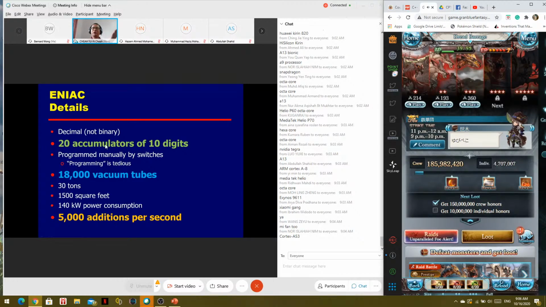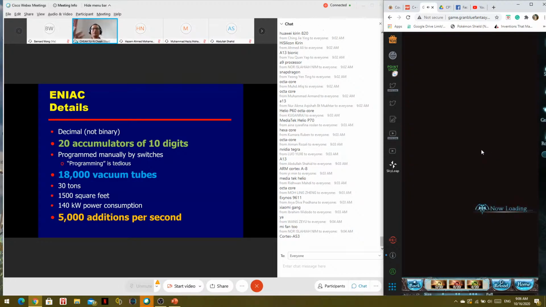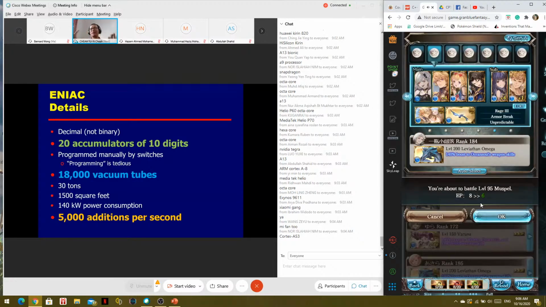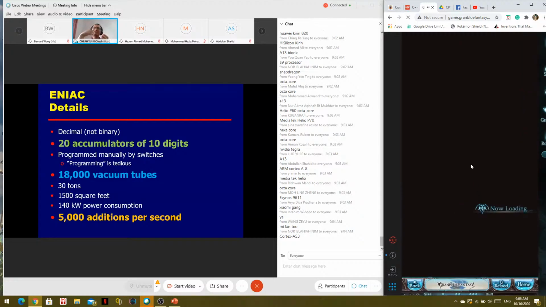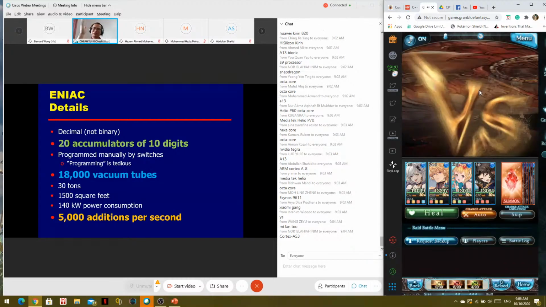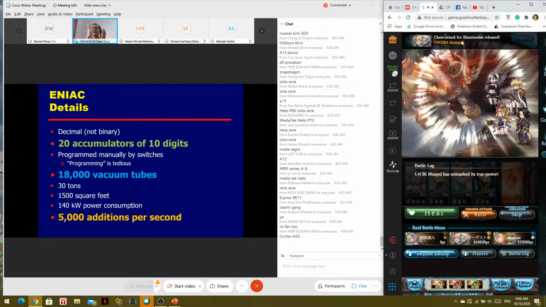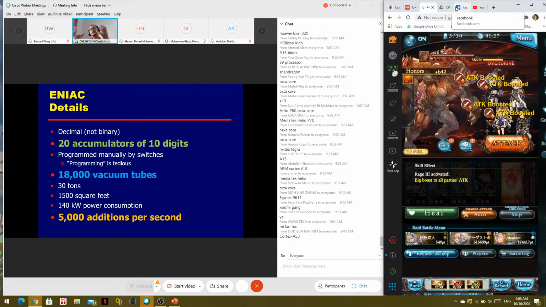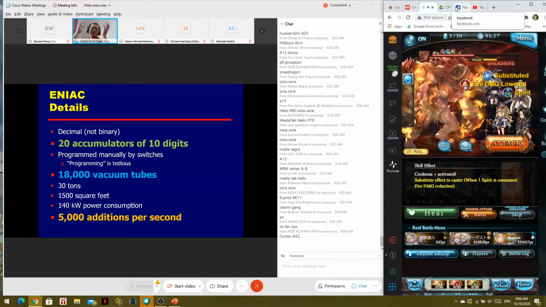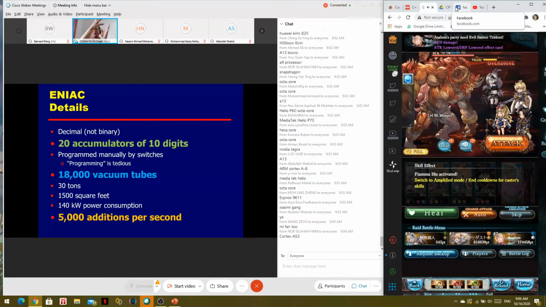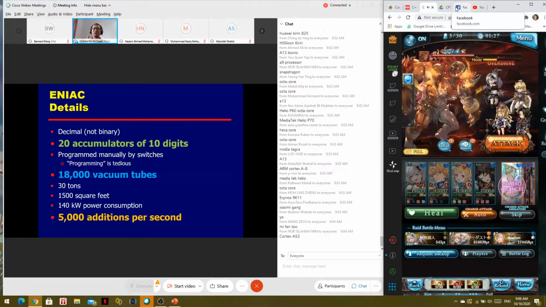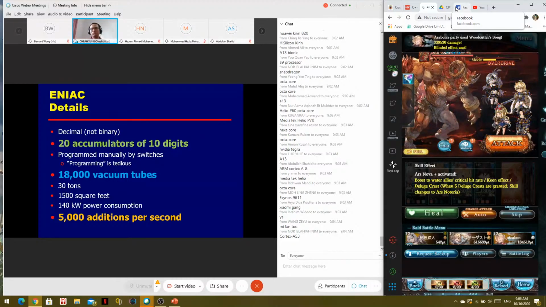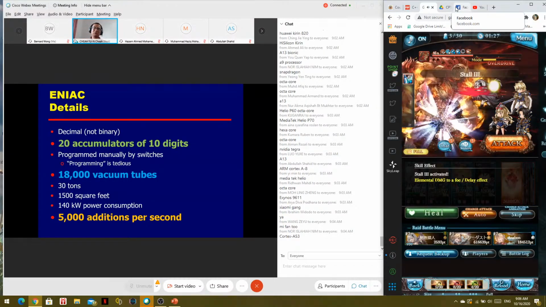Contrary to popular belief, a lot of people think that computers are binary machines. But ENIAC was designed in such a way that it is not a true binary machine. It was actually a decimal machine. Why? Because all those vacuum tubes are arranged in sets of tens. Okay, so it represents the 10 digits: 0, 1, 2, 3, 4, 5, 6, 7, 8, 9. And all together there are 20 sets of them. Okay, 20 accumulators. An accumulator is something like a memory. So it has 20 sets of memories, and each set has 10 digits. So it is not the true binary machine as most of us assume it is.